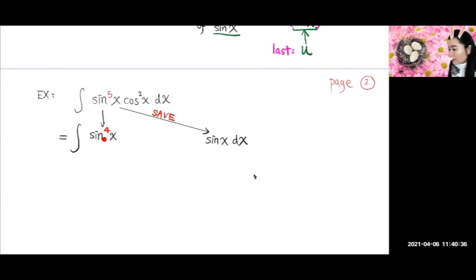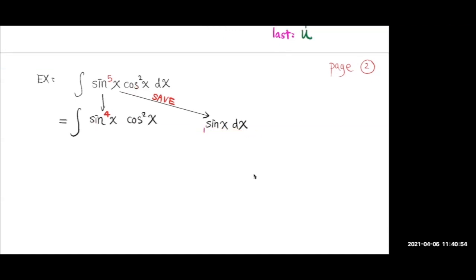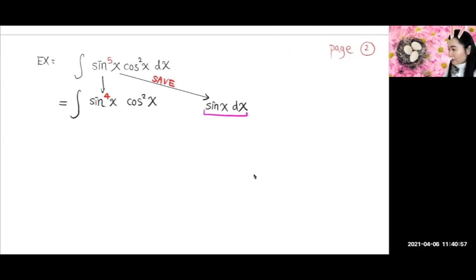Now to the 4 power. This one here, you don't want to change. Okay, so you just copy. What happened to this sine x dx? Negative d cosine x. It's negative d cosine x.